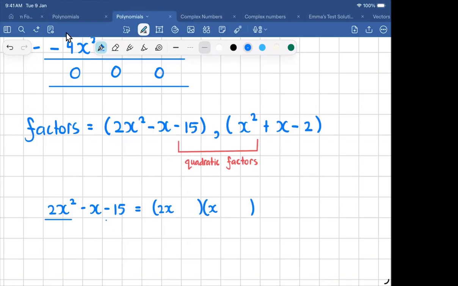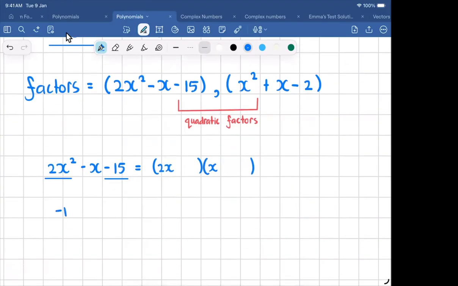What's the next step? I used the AC method, so I multiplied 2 by negative 15 and got negative 30, and then found two factors of negative 30. Wait, we will go on to the AC method just now. For now, let me stick to this. Next thing we're going to do is look at the last term. The last term is negative 15. So how could we multiply to get back minus 15? Give me some examples.